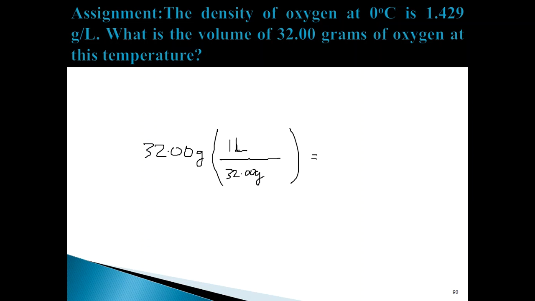I'm sorry, this should be 1.429 grams below, let me scratch that out. All right. And then I'll do my thing on my calculator, 32.00 divided by 1.429, and this will work out to be equal to, now in this case I'd have to round off to 4 sig figs, so this works out to be 22.39 liters. All right, so that's basically how I would do that.